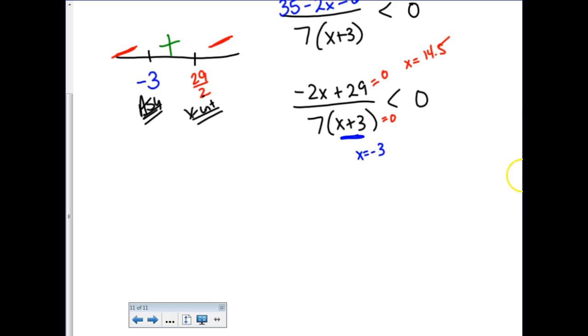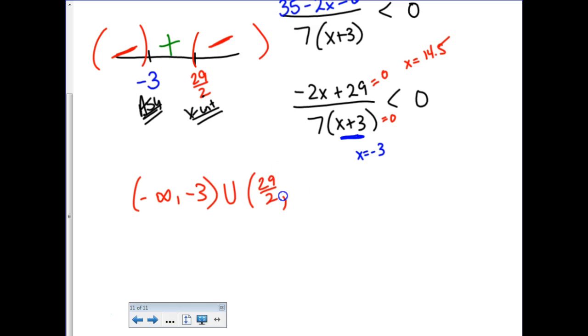Anywho, they want to know where it's less than 0. That's fancy talk for negative. So we're looking here to here and here to here. So we go negative infinity to negative 3. And then union, I don't care what you call this, 29 halves. You can go to 14.5 if you want, 29 halves to infinity. So one thing I will say about the weird looking sign chart, it's really nice for coming up with domain intervals. Really nice. All right, good luck.